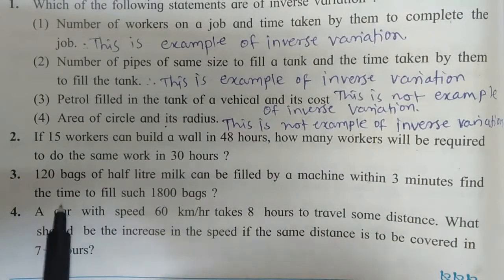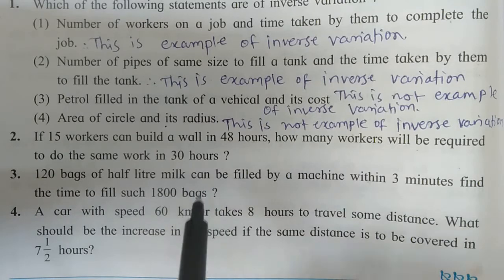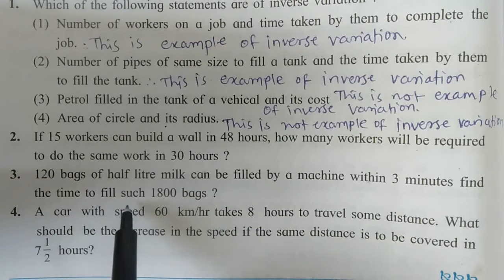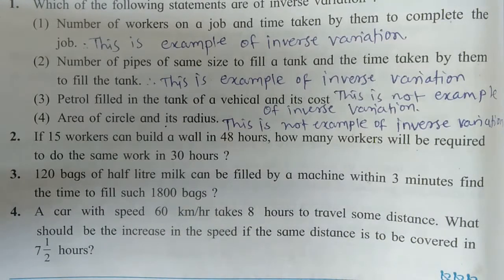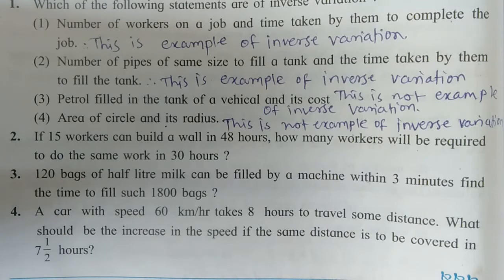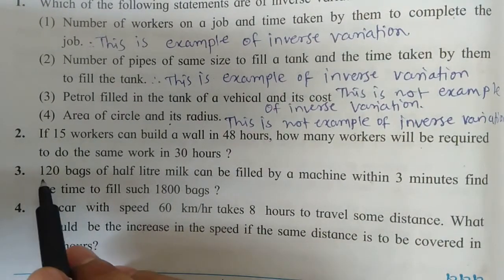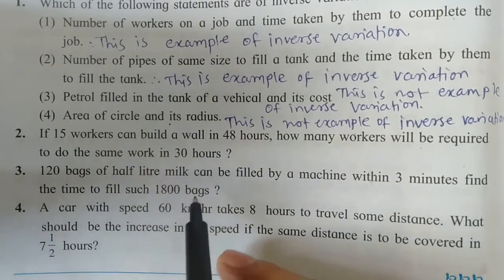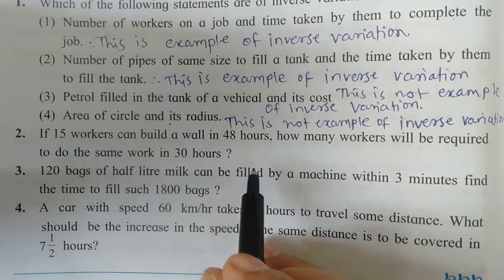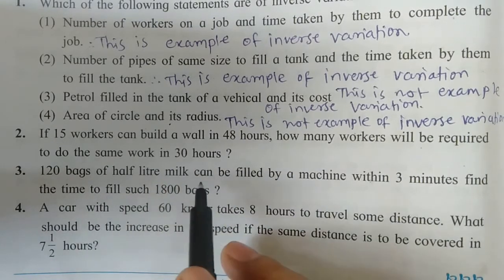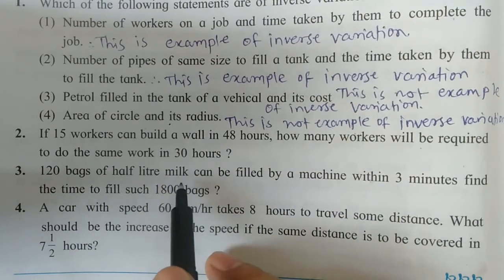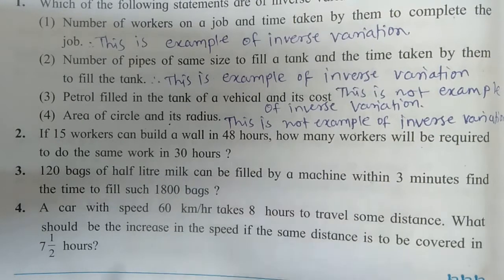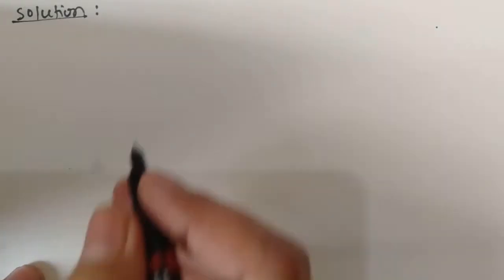See the third question. 120 bags of half-liter milk can be filled by a machine within 3 minutes. Find the time to fill 1800 such bags. So see here, if the number of bags increases, then the time taken to fill the bags also increases. So the number of bags varies directly as the time taken to fill the milk. Understood? See the solution.